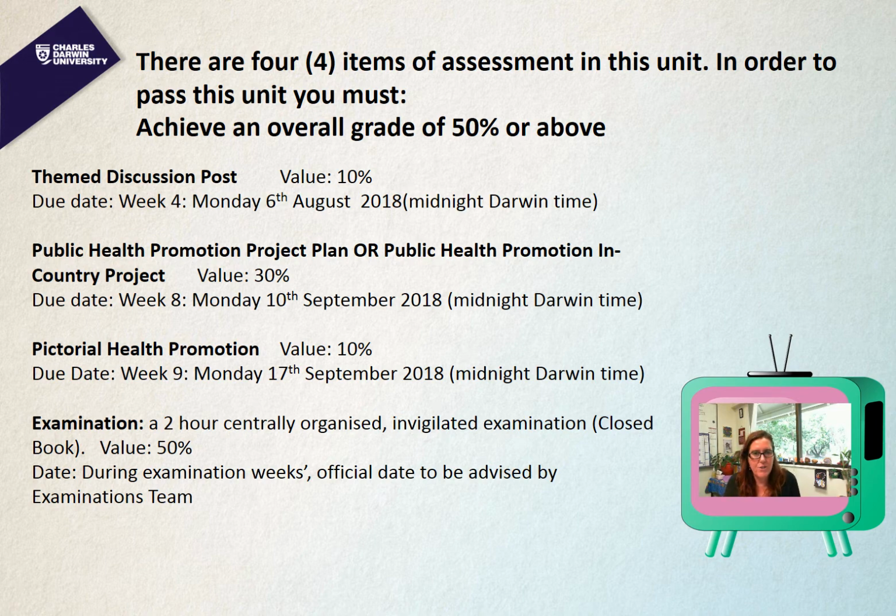In this quick YouTube we're going to run you through a quick overview of the assessments for NUR329, and then I'm going to go through what you need to know to successfully complete Assessment 1. So to start you off, there's 4 items of assessment in this unit, and in order to pass this unit you must achieve an overall grade of 50% or more. The first one is a theme discussion post, and this is what I'm going to tell you a little bit more about as this session progresses, so I'll just leave that one for the moment.